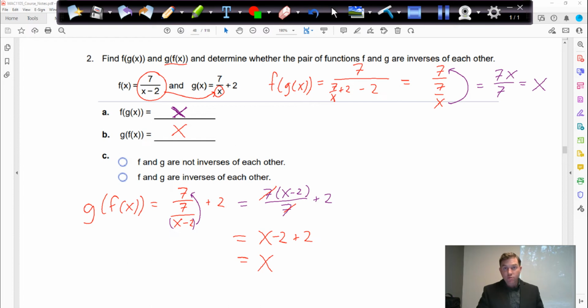So this is an example where it worked. The two composite functions are the same. They both reduce to x, so they are inverses of one another. Oops, I clicked the wrong one. They are inverses of each other.